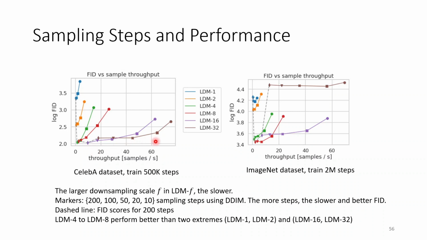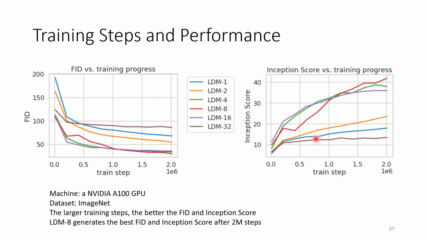The performance is consistent for different scaling factors. If you use more steps, it takes more time to generate one image, therefore your throughput becomes smaller. And it's the same for the ImageNet datasets. Let's see another figure. It's the same: this is the different scaling factors, and here it means if we train for so many steps, how good is the performance for different settings?